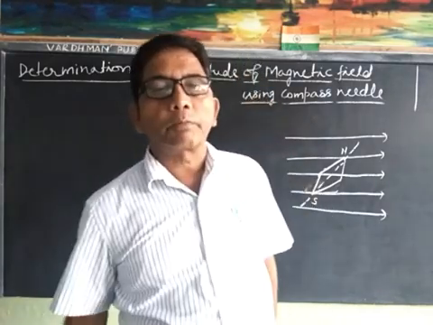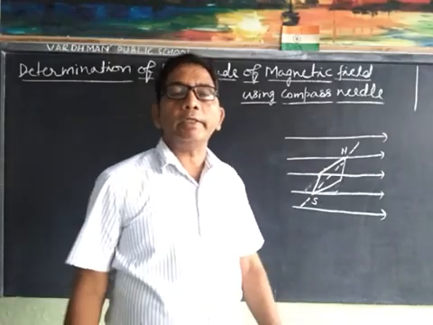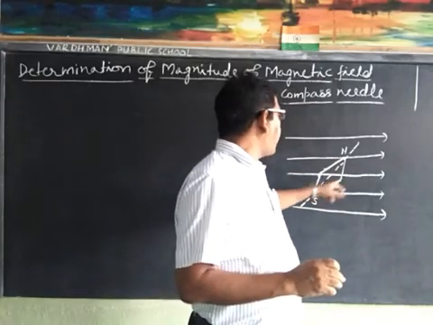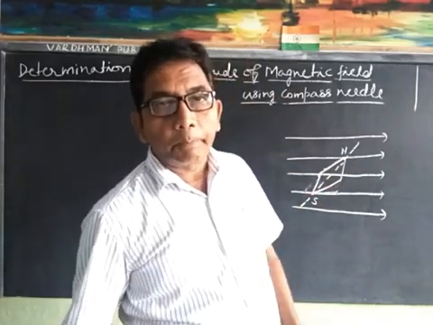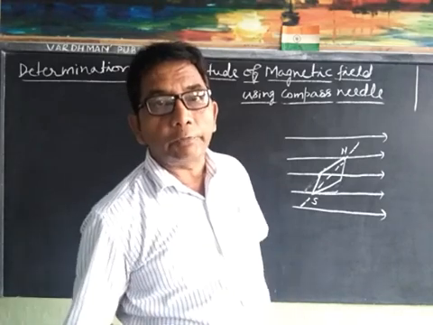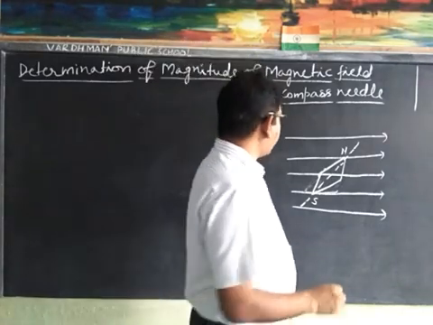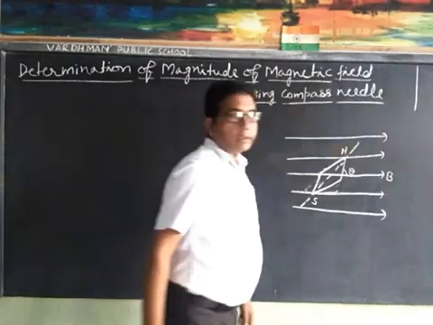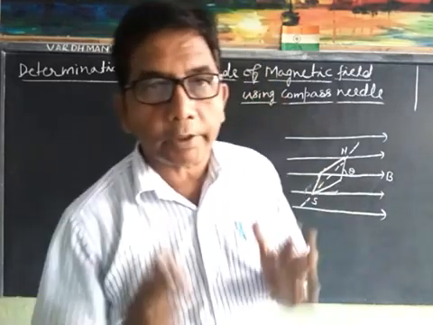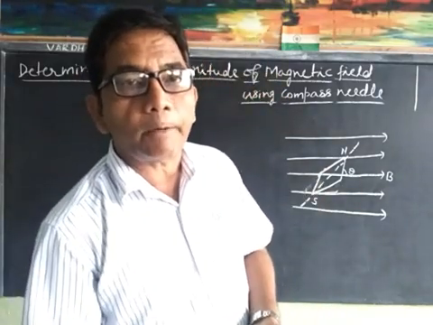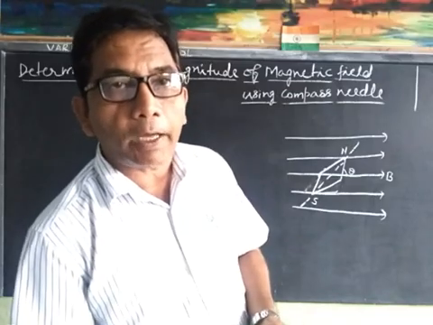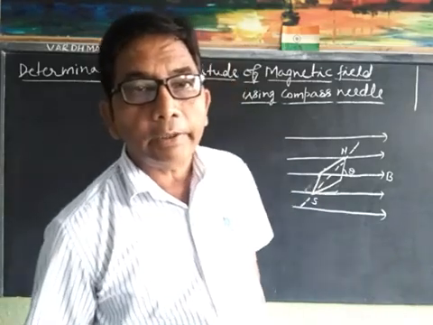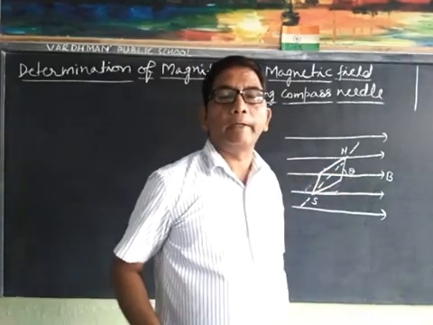Consider a small compass needle of magnetic dipole moment m placed in a uniform magnetic field, making an angle theta with the magnetic field B.